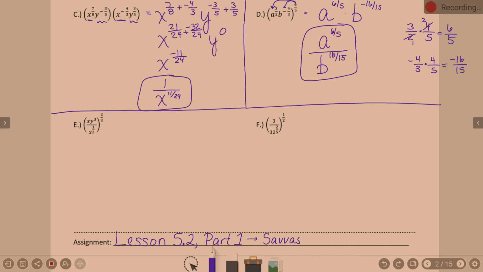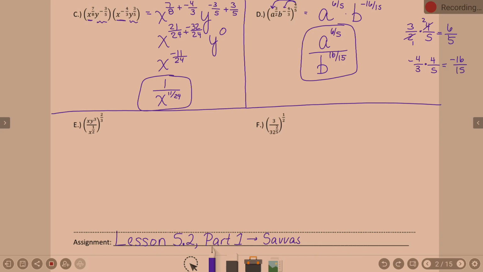Okay. Ready for E? And stop me if you have questions. As I said, I'm just trying to show different things. You're going to see a variety of things in homework. Okay. E, x, y to the third over x to the 1/2, raised to the 2/3. There's definitely two different directions we could go here. Kind of depends on what you see. I'm guessing I know what you're going to see first.